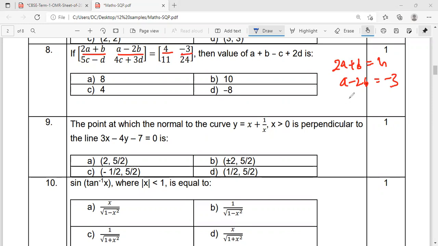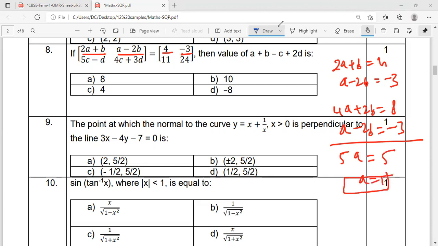So now when we solve these two equations, we can multiply this by 2. So this is 4a plus 2b equal to 8. And then we have a minus 2b equal to minus 3. Add them. 5a equal to 5. A is equal to 1. So you will note that we are getting a equal to 1. Then what is b? b is 2. So a is 1, b is 2.